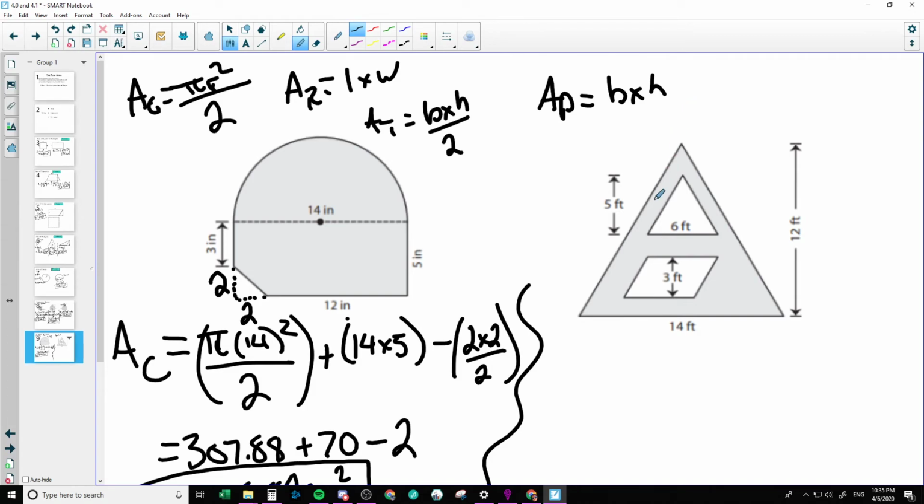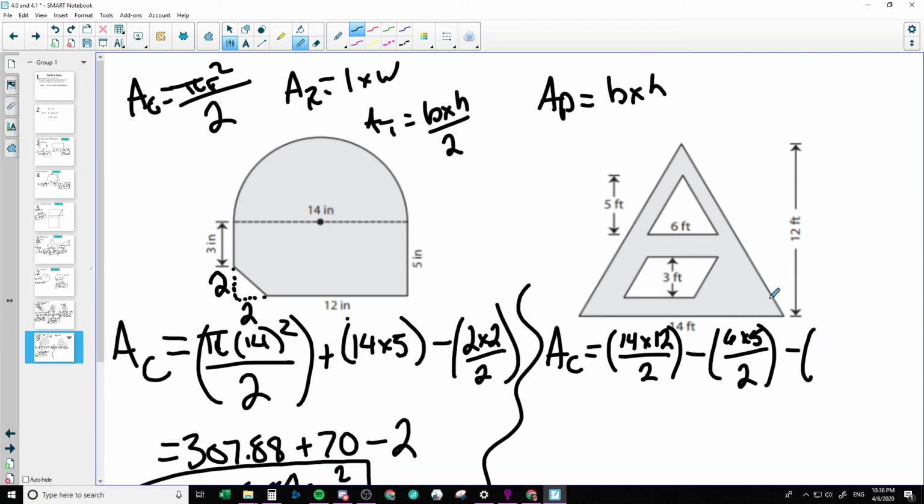Okay, so our area combined in this case is going to be base times height of the big triangle. So 14 times 12 divided by 2. Okay, for the area of that triangle minus the area of the small triangle. So base times height divided by 2, that's 6 times 5 divided by 2 this time. And then minus the area of the parallelogram. This is the same length as this one here. So this is 6 times 3.